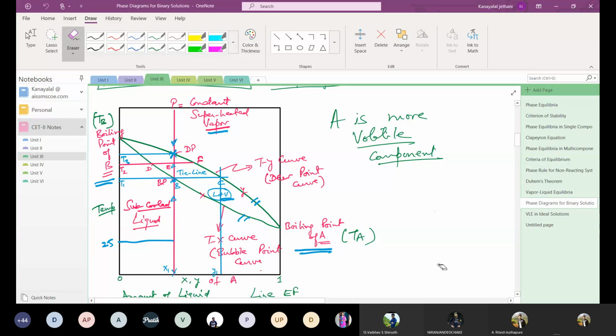Okay. So the tie line is connecting liquid and vapor. The tie line is the connecting line between the liquid composition and the vapor composition in equilibrium. When the liquid and vapor are in equilibrium, the tie line connects the liquid composition x1 with the vapor composition y1. The horizontal line is always called the tie line.